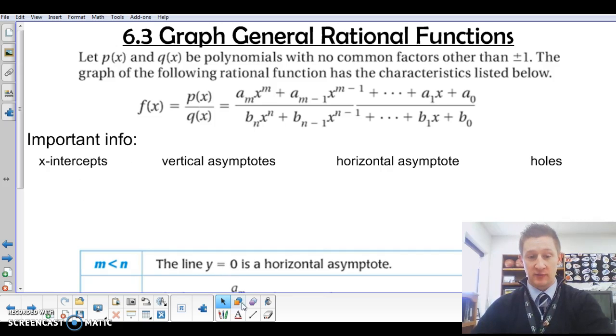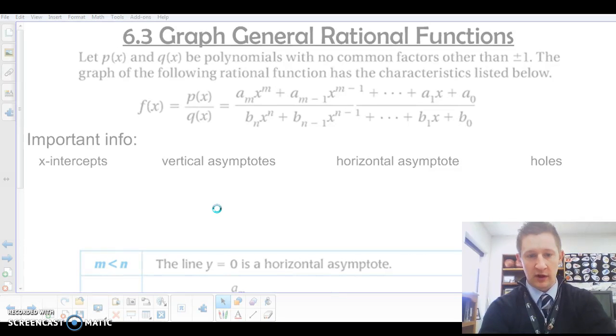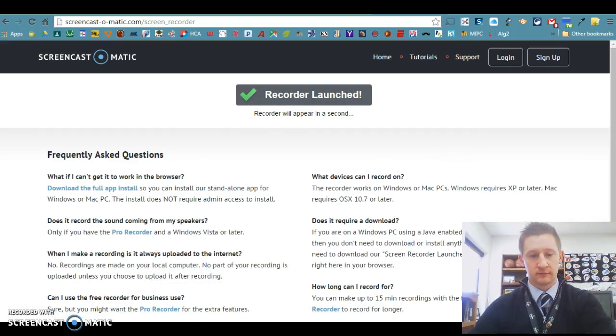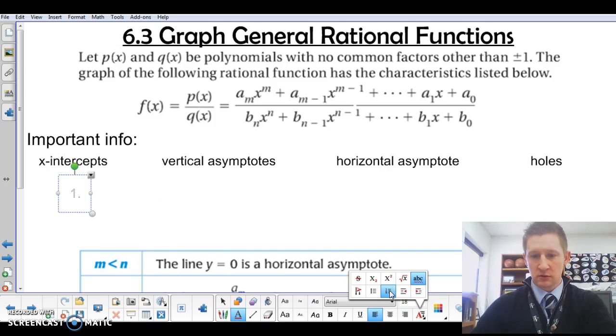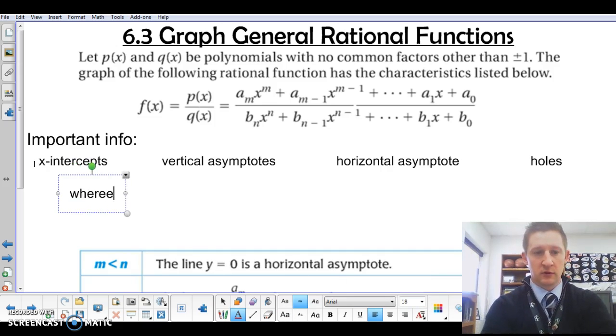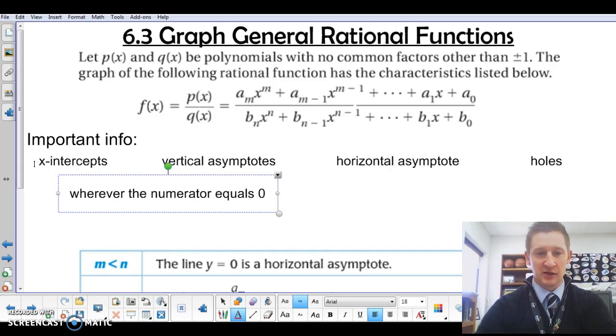So for my x-intercept, what I want you to jot down for your notes is that the x-intercept is going to take place wherever the numerator is equal to 0. Wherever the numerator equals 0, that's where the x-intercepts of that function are going to be.